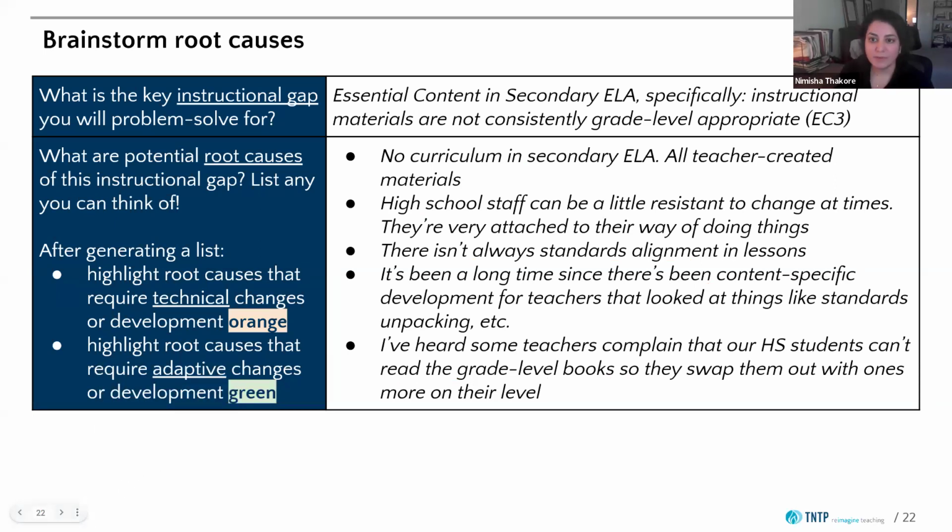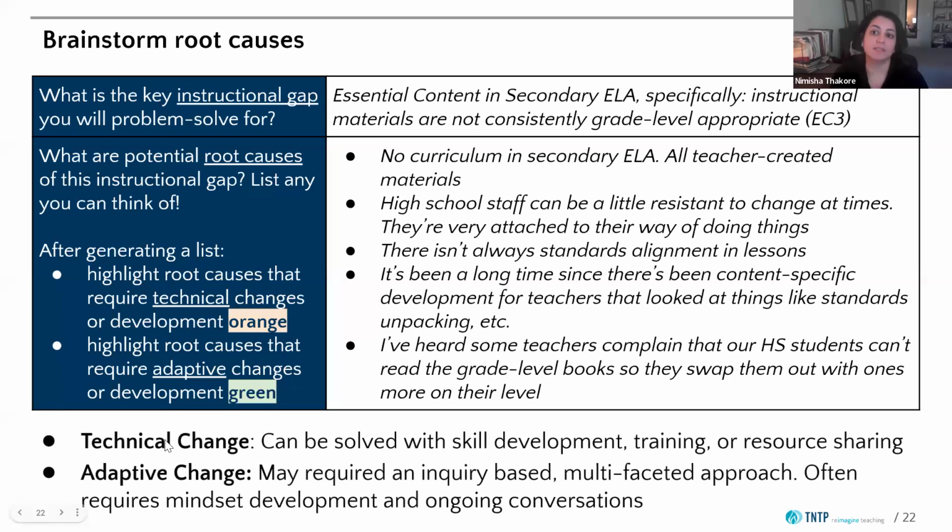Once I've brainstormed all of my root causes, then I want to ask myself which of these root causes need technical fixes and which might need more adaptive fixes. So generally, technical fixes can be solved with skill development, training, or resource sharing. So they tend to be, in some cases, a little easier and quicker to implement. While adaptive changes might require a more inquiry-based and multifaceted approach, which could take longer. So I want to think through my root causes, which of these require technical change, which require an adaptive change.